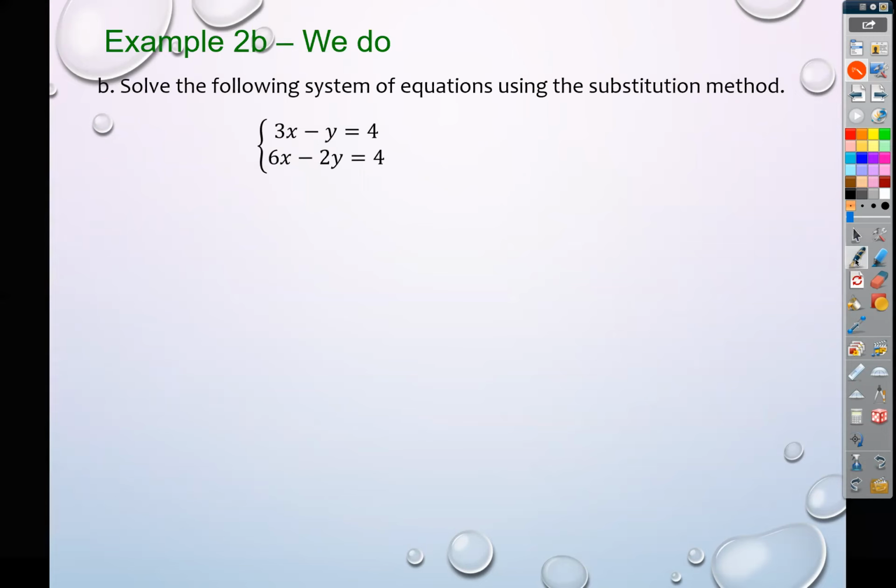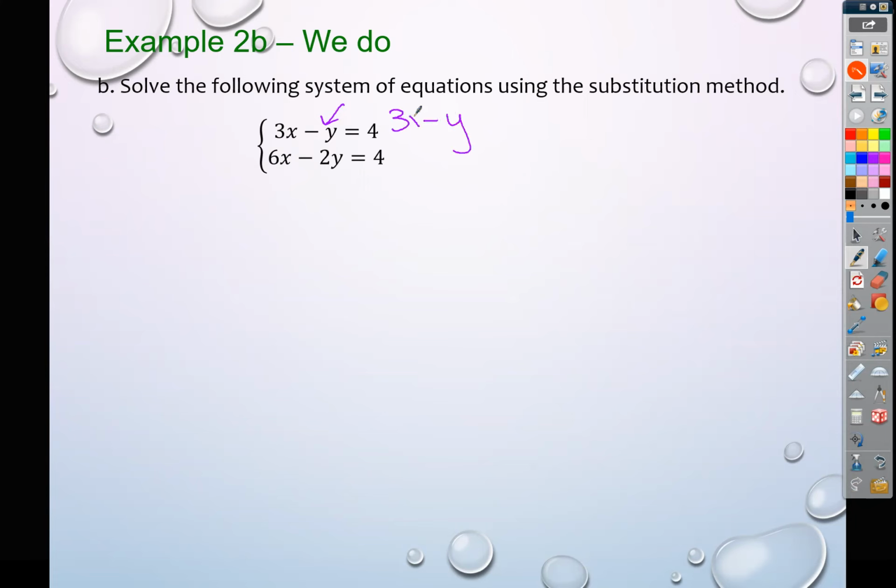So solve the following system of equations using the substitution method. Okay, so I need to isolate one variable first. I'm going to isolate this y. Typically, you want to isolate the variable that has a coefficient of 1 or -1. It's just easier.